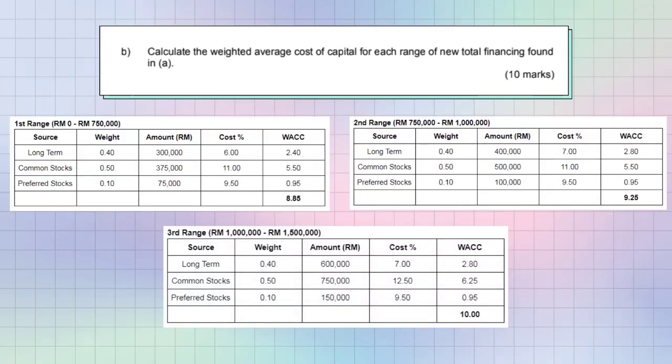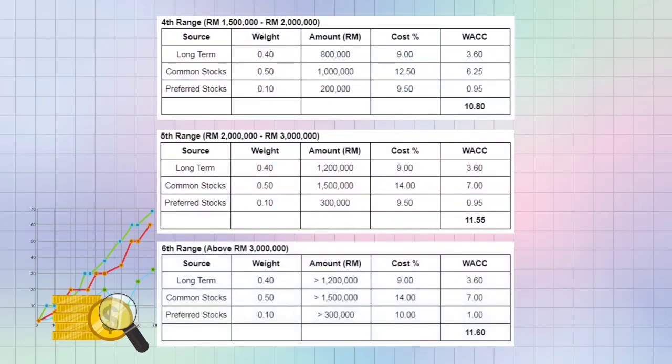B. Calculate the weighted average cost of capital WACC for each range of new total financing found in question A. So for the first range, WACC is 8.85. For the second range, WACC is 9.25. For the third range, WACC is 10. For the fourth range, WACC is 10.80. For the fifth range, WACC is 11.55. For the sixth range, WACC is 11.60.